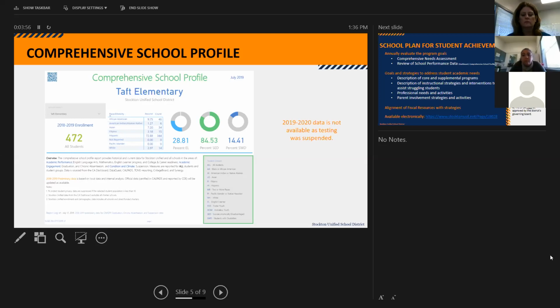This school profile shows our percentage. It also shows our academic performance. Because we didn't take the testing in the spring of the 2019-2020 school year, we don't have new data. So this was just a school profile to show you, but this is actually data from our 18-19 school year.